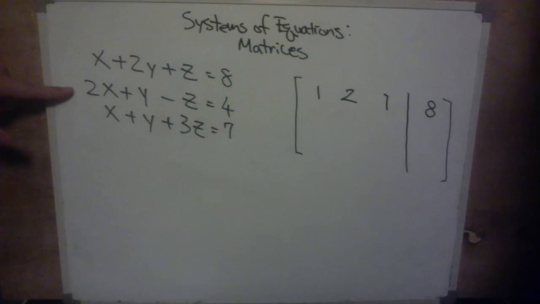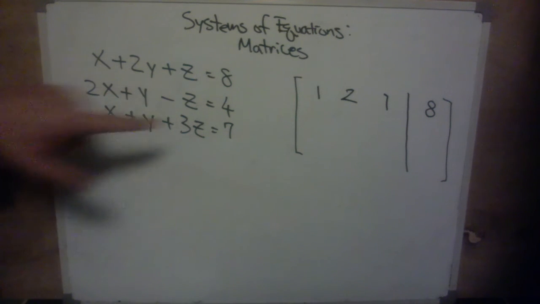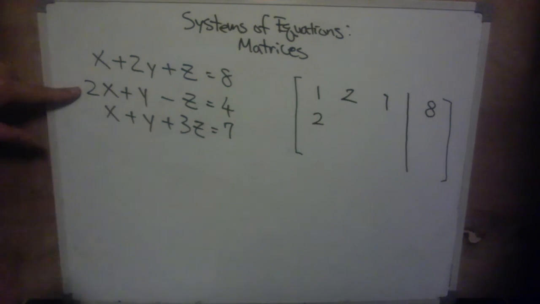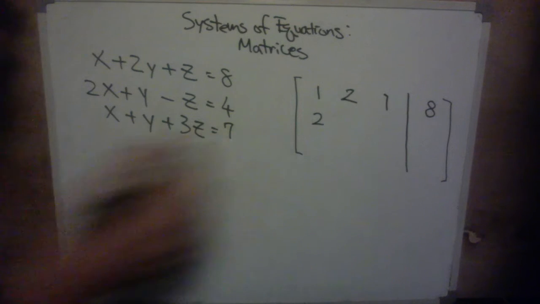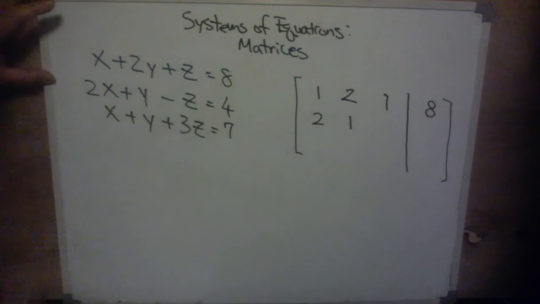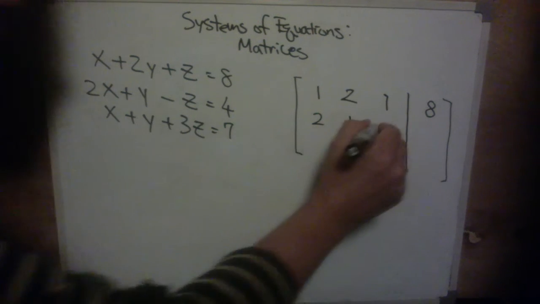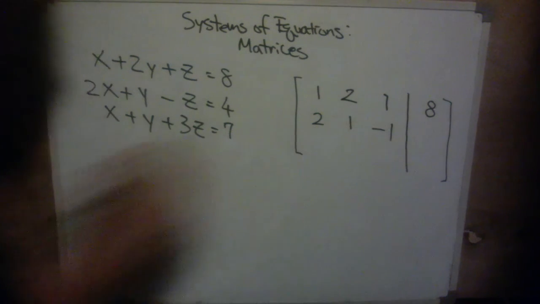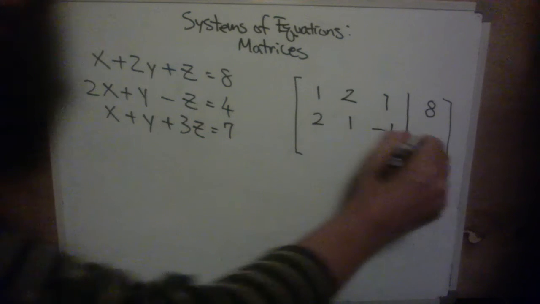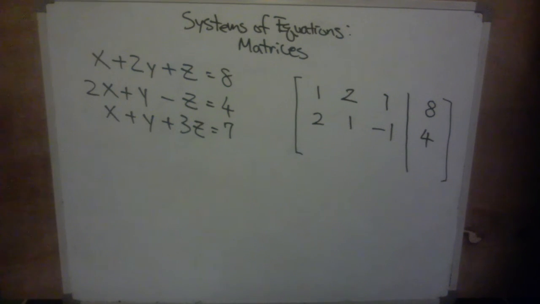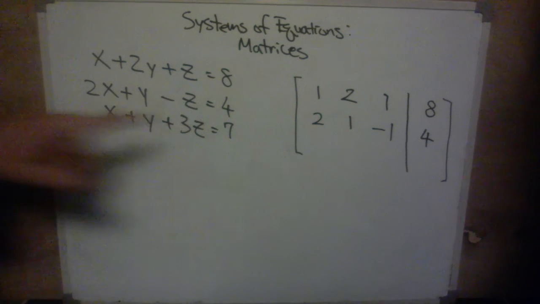Now I'm going to look at the second equation and all the coefficients. It's 2 for x, so I'll write 2 here. It's 1 in front of y, so I'll write 1. It's negative z, so that's negative 1 times z, so I'll write negative 1 here. And it's 4 on the other side, so I'll write 4 like that. Now that's the second row.